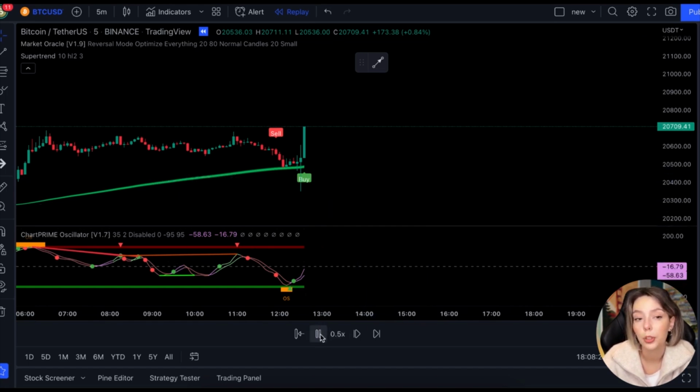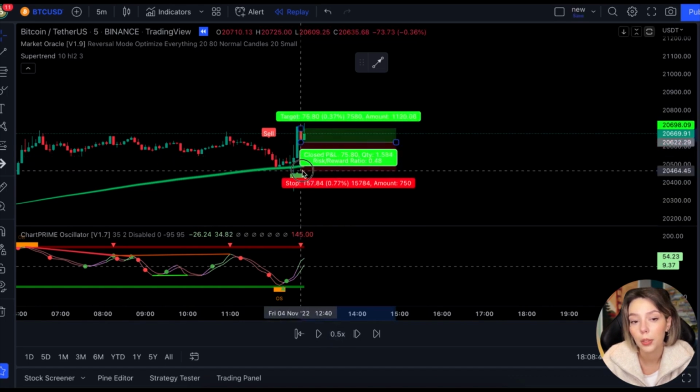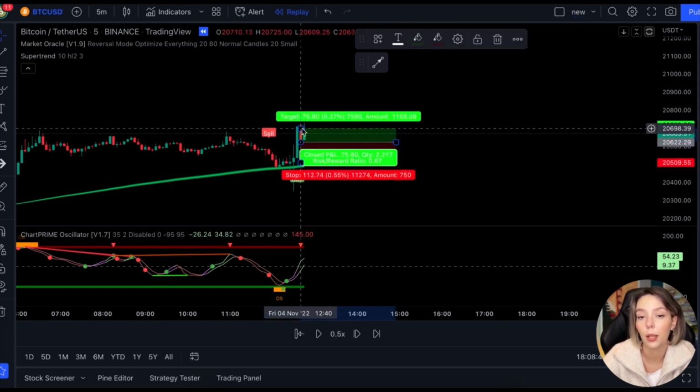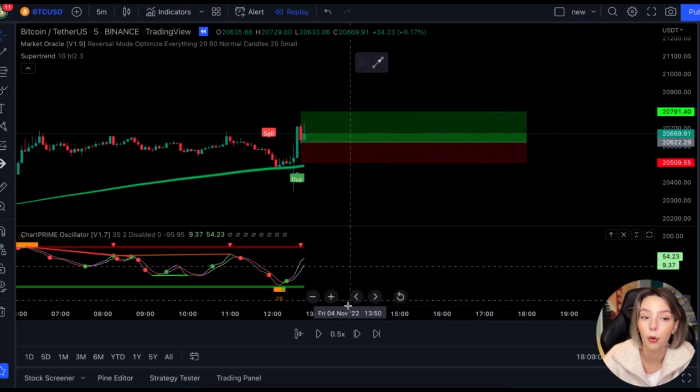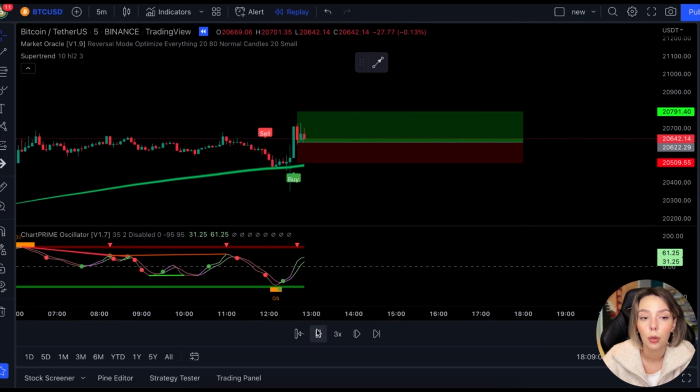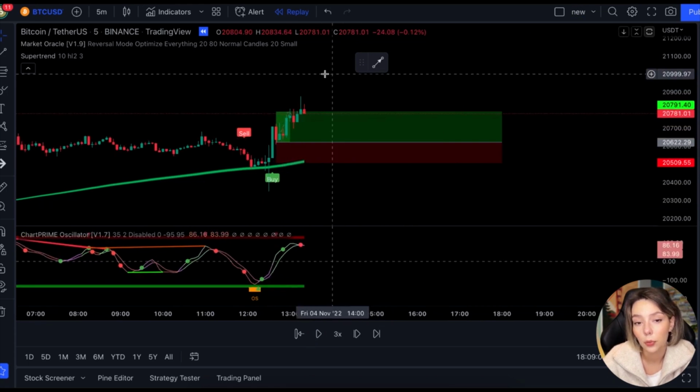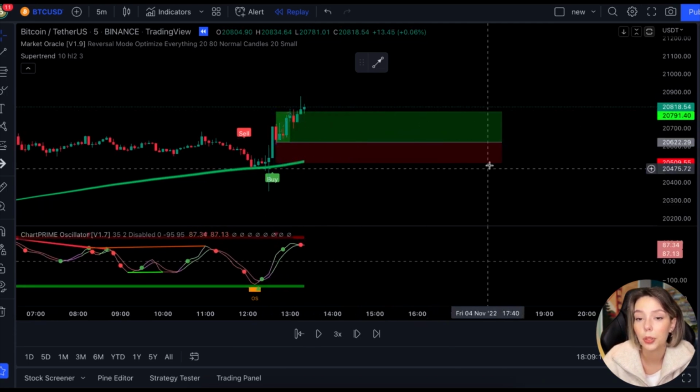We open a long position, put a stop loss behind the previous candlestick, and also take profit at level 1.5. Let's see if this setup works. So you can see that this is a successful trade. Let's see what happens with the price next.